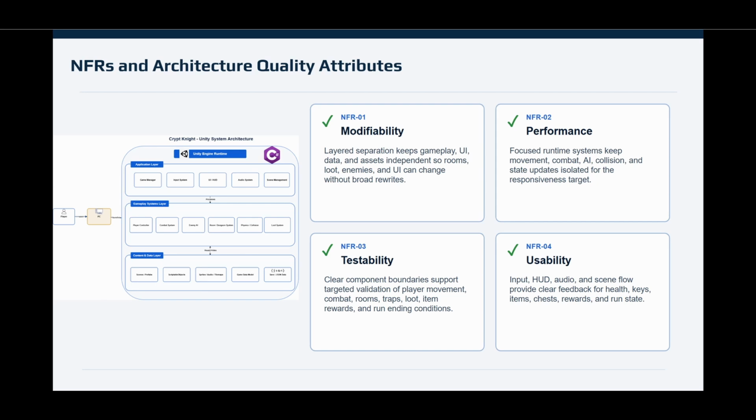For modifiability, the architecture separates the Unity runtime into the application layer, gameplay systems layer, and content and data layer. This means that changes to rooms, enemies, loot tables, UI, or save data can be made without forcing major rewrites in unrelated systems. For performance, the most time-sensitive behavior is kept inside focused gameplay systems.